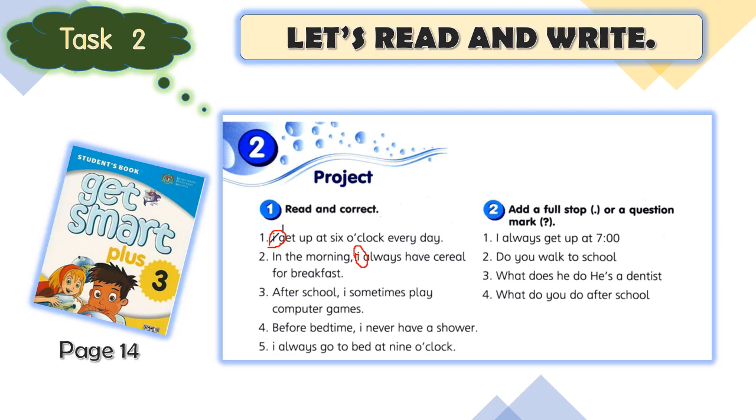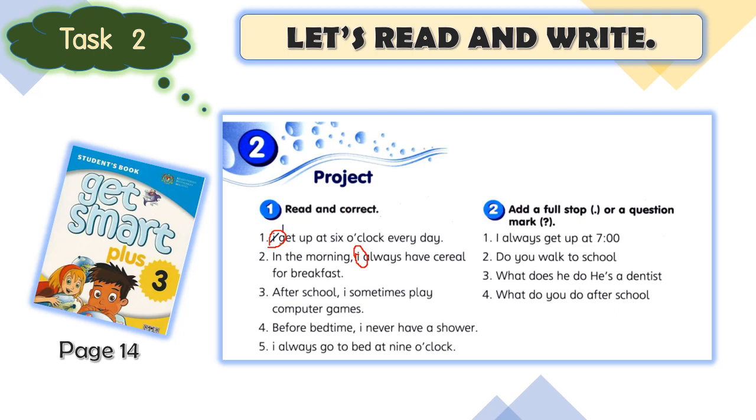So you have to correct this sentence. Just cross it out and then write the capital letter on top of the small letter. So number 2, add a full stop or a question mark. Letakkan titik dan tanda soal untuk soalan.